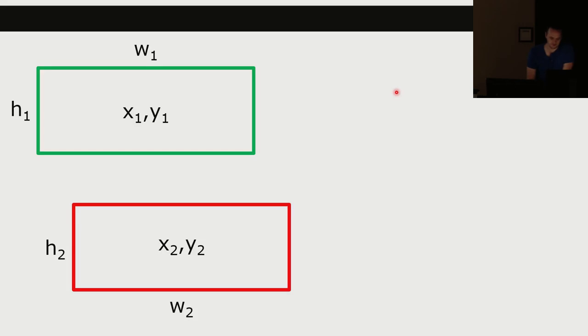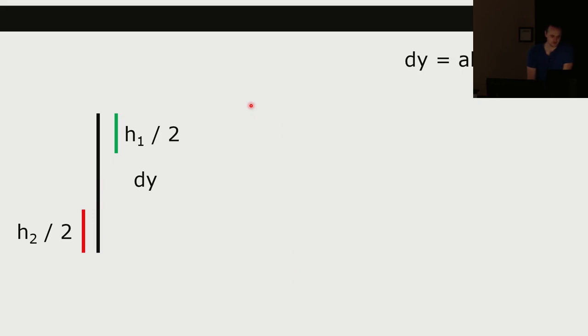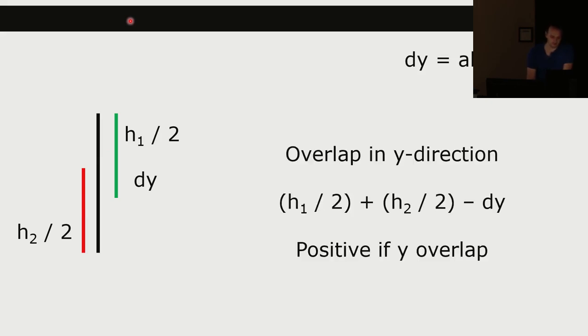Let's do it in the opposite direction. We have these 2 rectangles, and we have the difference in the y positions of their centers. That is just the absolute value of the difference of the y positions. Then we have half the height of each. Again, in this case, there would be no overlap vertically. In this case, there would be an overlap. There's an overlap if the sum of the half sizes is greater than the distance. So if this value is positive, then there's a y overlap.